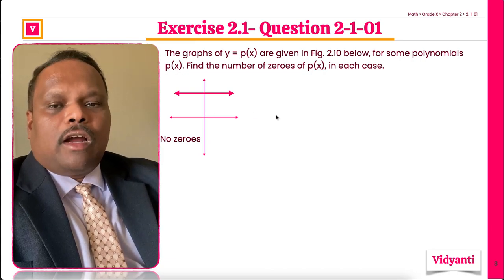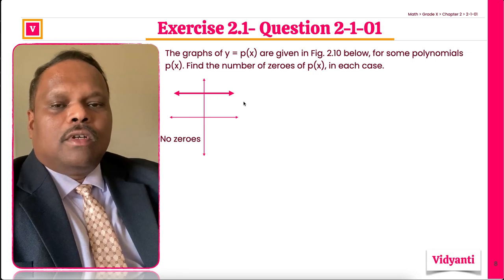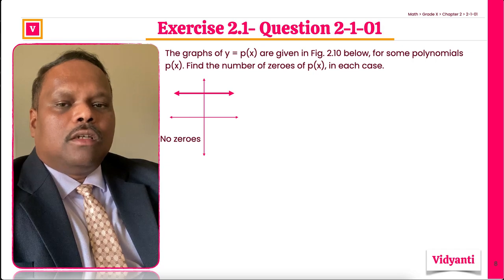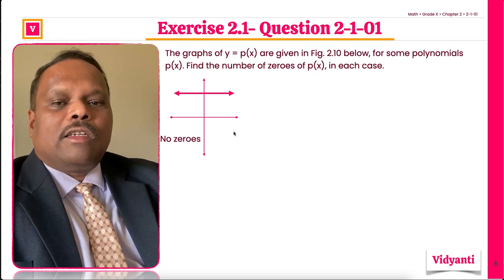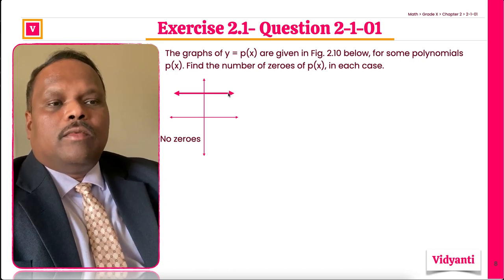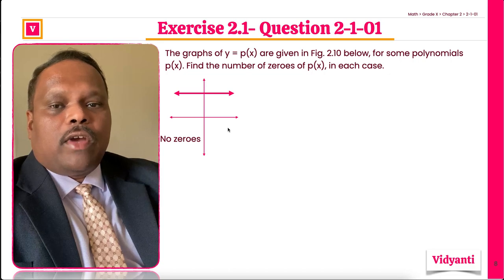If the graph cuts the x-axis, because remember the value has to be 0, so if the graph cuts the x-axis, not the y-axis, or if it is barely tangent also, that has to be considered. If the graph cuts the x-axis, that is your value of 0.